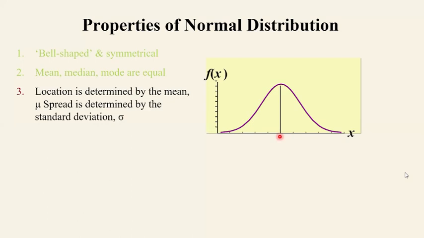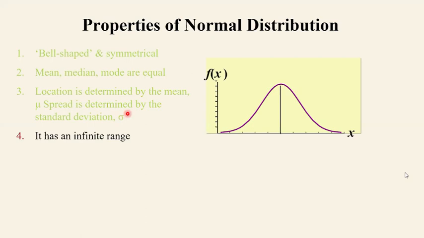Third, the location is determined by the mean. That is, the central value is determined by the mean. This is the location, and it is denoted by mu, right? And the spread or variation is determined by the standard deviation. The length of the horizontal curve shows the variation among the data of a normal distribution, and that is denoted by sigma.